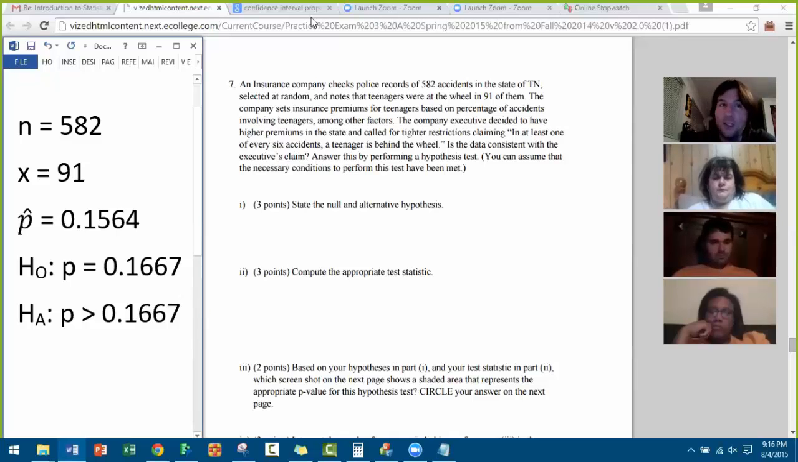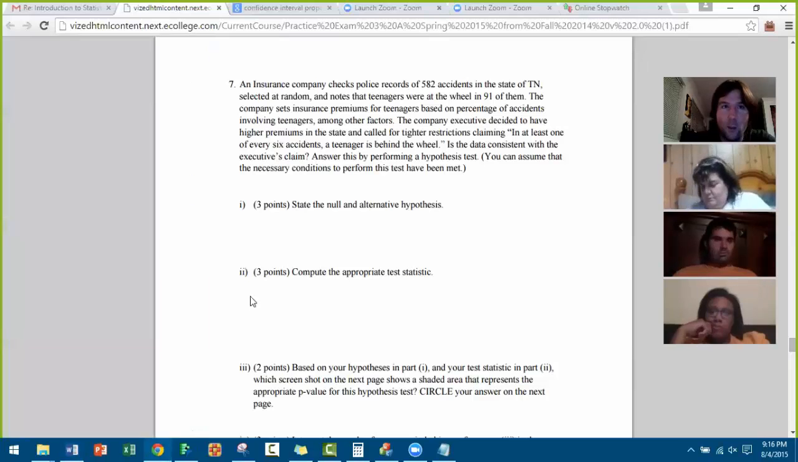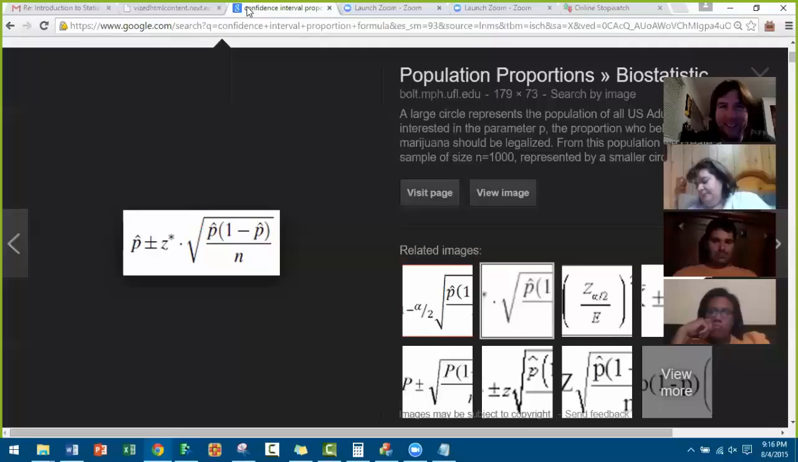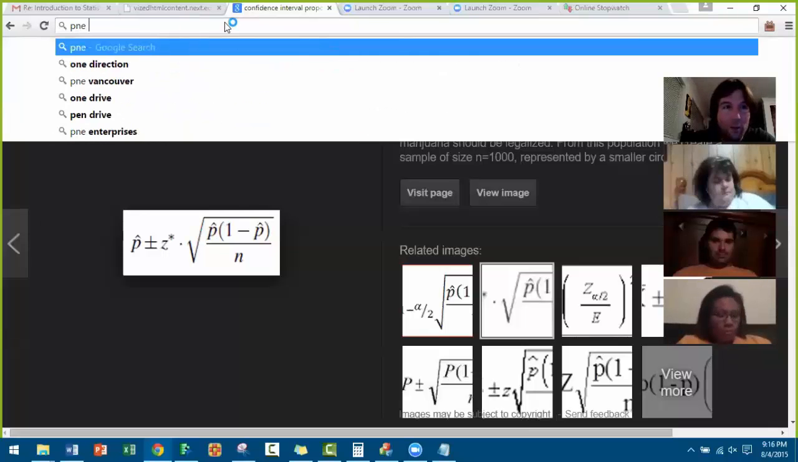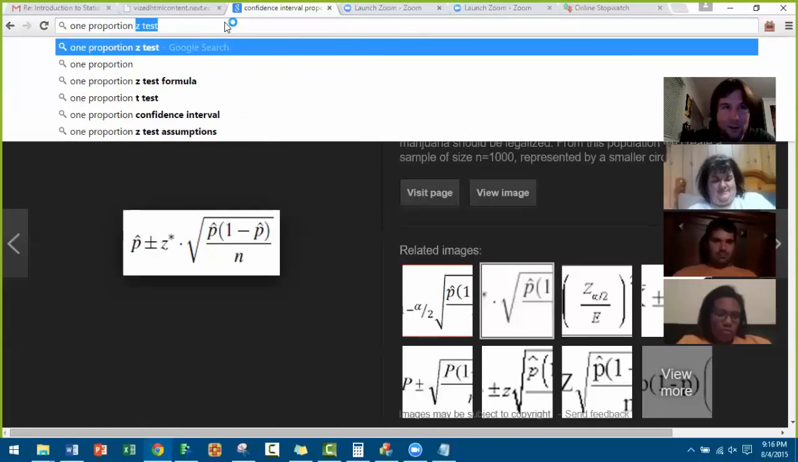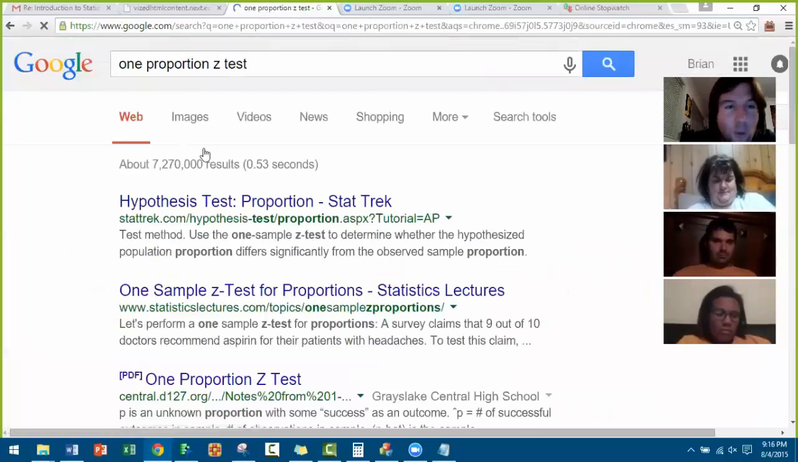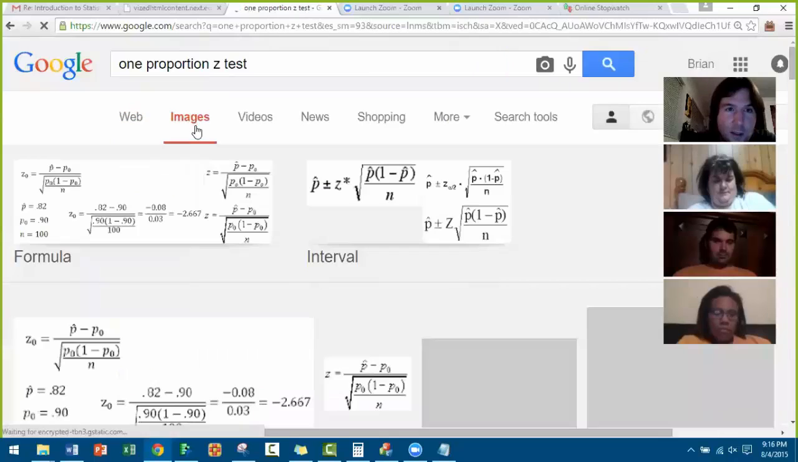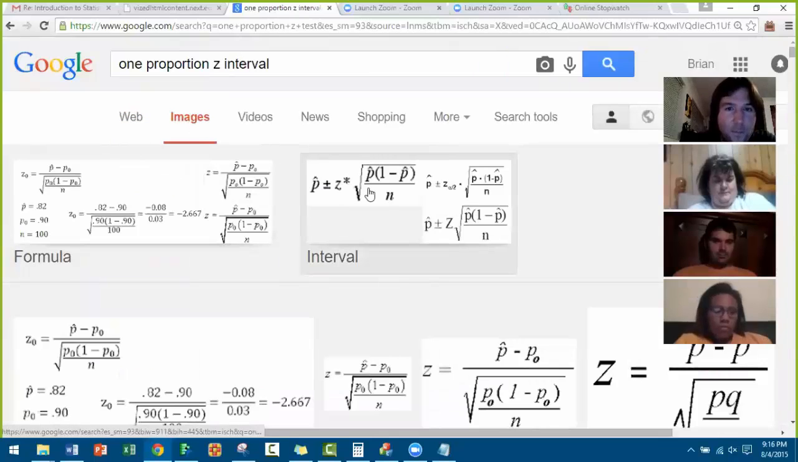Compute the appropriate test statistic. This is a 1-prop z-test now. A 1 proportion z-test, and here we go right here.